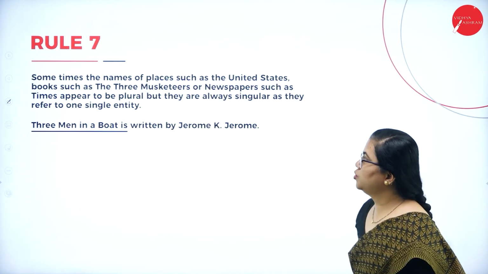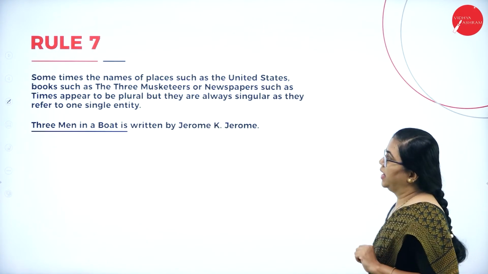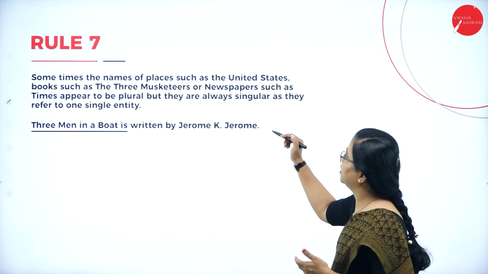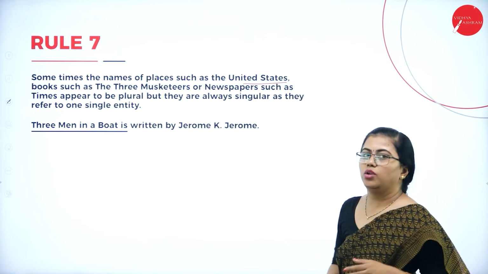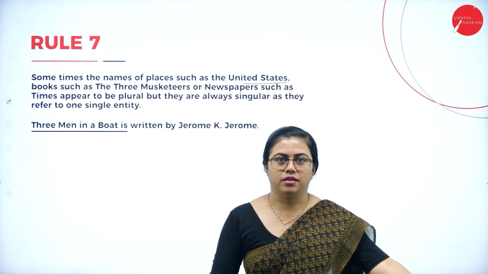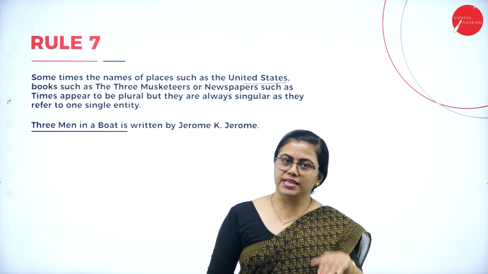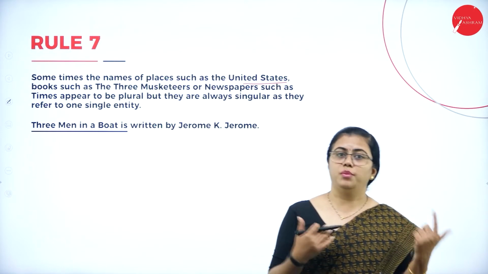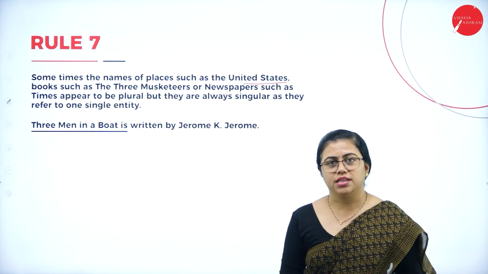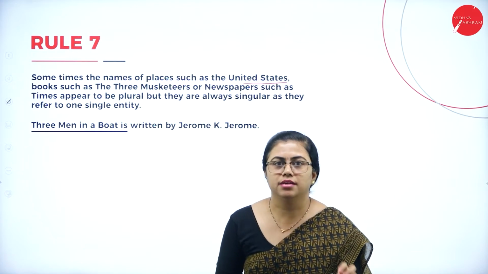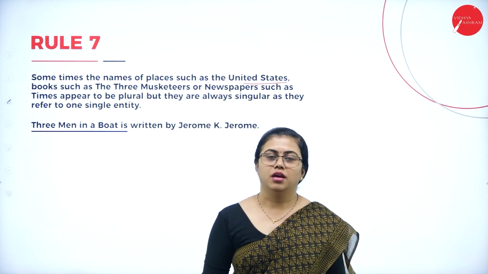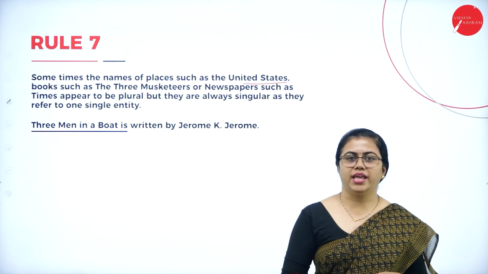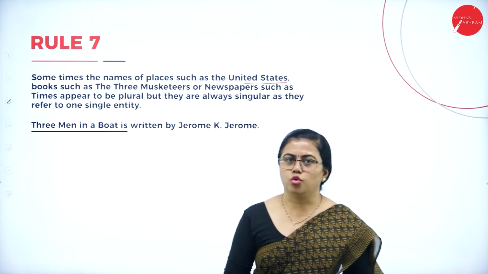Okay, so we'll go to the next rule, that is rule number 7. Sometimes names of places might have plural, like the United States. You cannot say United States are a country. No, United States is a country, because United States is one country you're talking about. Philippines, Netherlands, all these. Though there is plural, you cannot say are. It might sound like plural, but you should not use are over there.